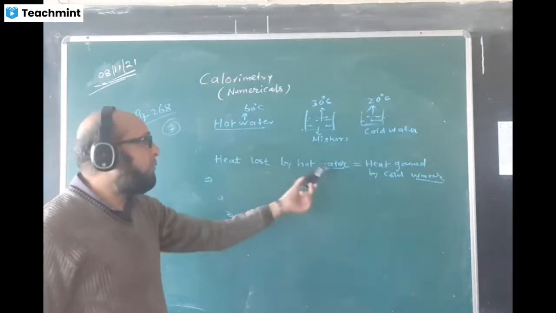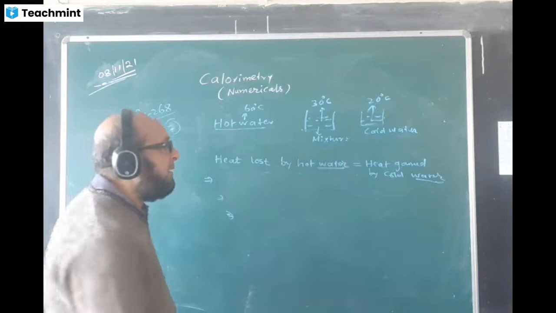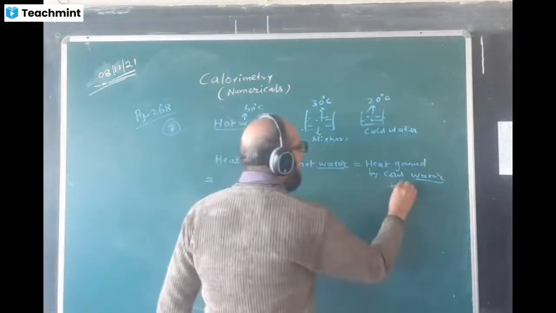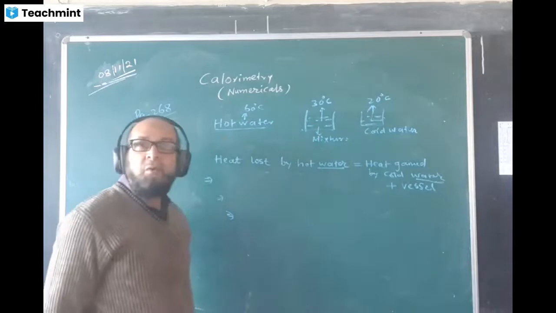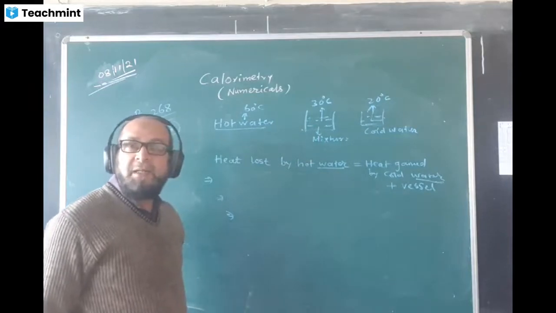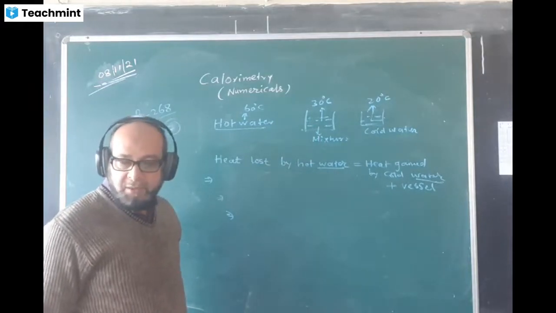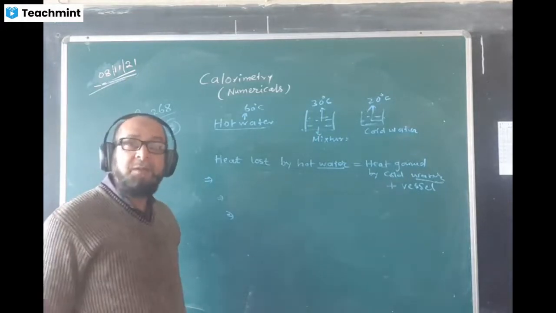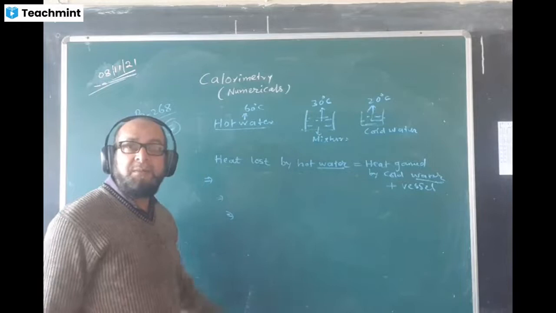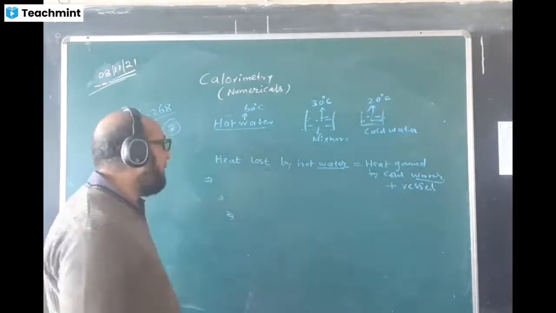Heat lost by hot water equals heat gained by cold water plus vessel. The vessel also will be taken into consideration, because the question doesn't say to neglect the heat absorbed by the vessel. And the question is asking how much is the heat capacity of the vessel. That is actually what you have to involve.